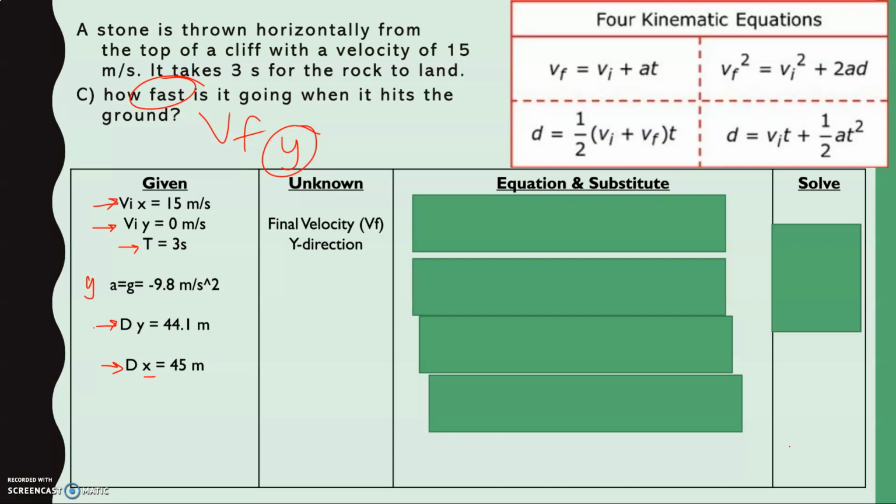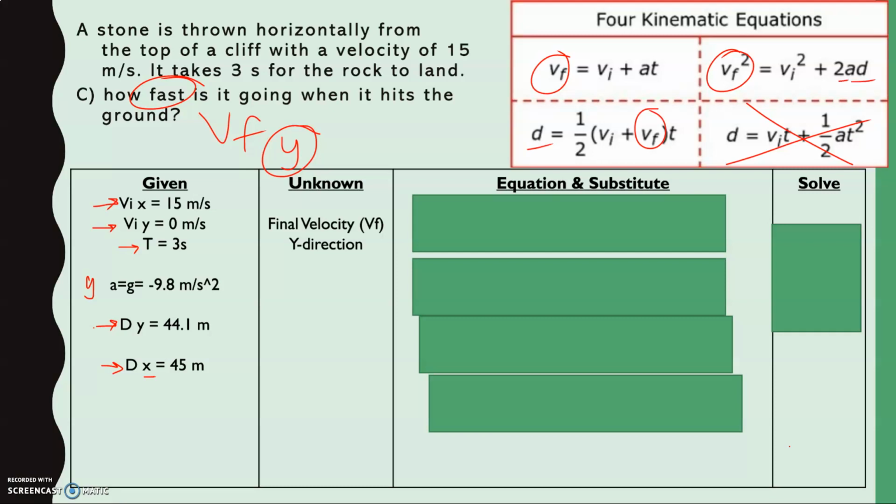So, knowing that we are looking for the final velocity, let's determine which equation we could use. We can't use this one because it does not have a final velocity. We know the distance.